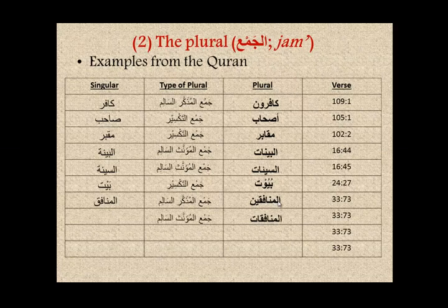Al-munafiqati is a jama' al-mu'annath salim. Singular is al-munafiqa. And then we have al-mushrikina, jama' al-mudhakkar salim, al-mushrik. And last but not least, we have al-mushrikat, which is jama' al-mu'annath salim. The singular is al-mushrikah. So al-munafiqina is the male hypocrites, al-munafiqat, the female hypocrites, al-mushrikina, the male polytheists, and al-mushrikat, the female polytheists.